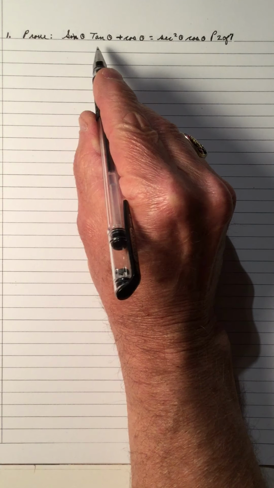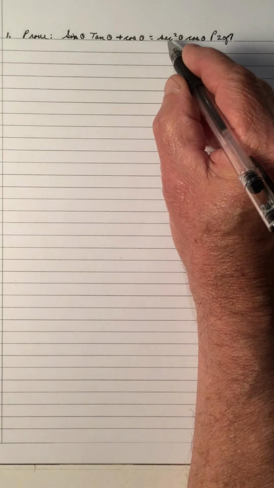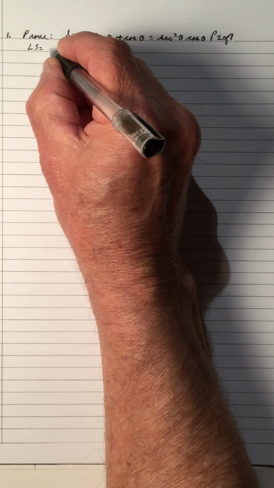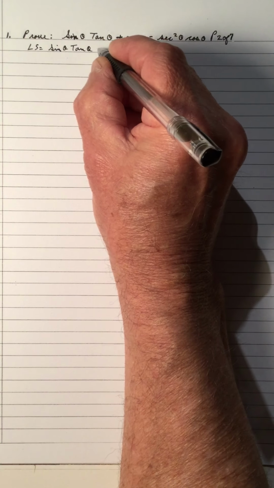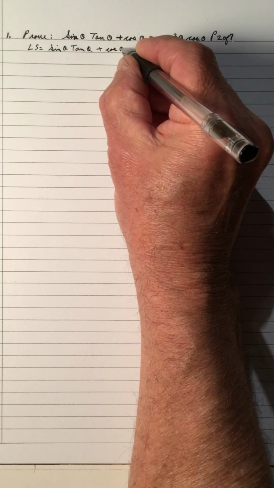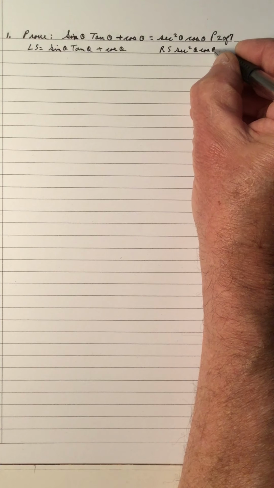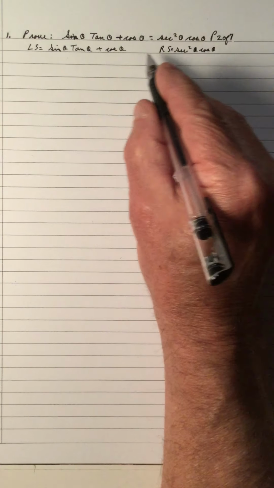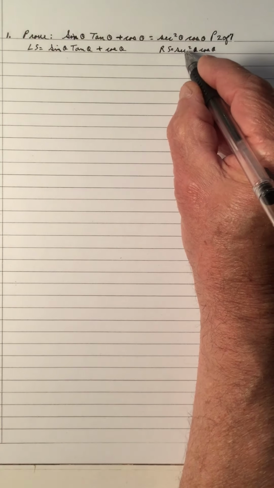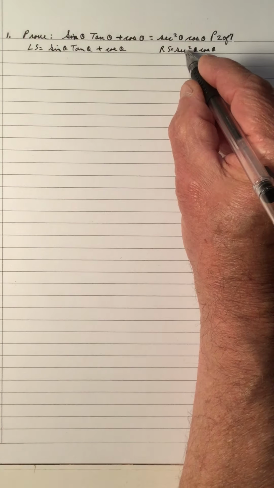Number one, prove sine tan plus cos equals secant squared times cos. Again, we have the left side, which is sine theta tan theta plus cos theta, and the right side is secant squared theta times cos theta. It looks like I would work out the one with the plus and break it down, because the one with secant squared times cos looks easier to work. So let's take the more difficult one.